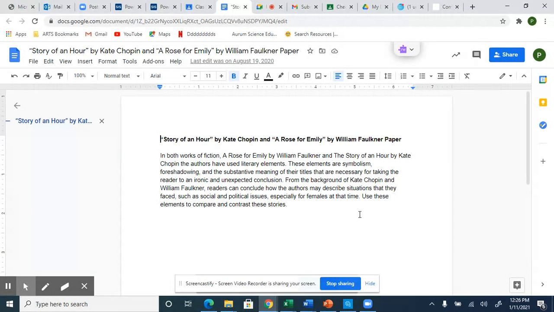So you're looking at society back then in the late 1800s. Women were not free. They had certain expectations. So write me an essay. Compare and contrast is the easiest type of essay.